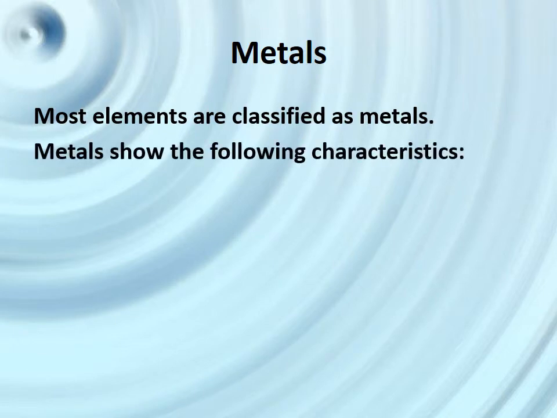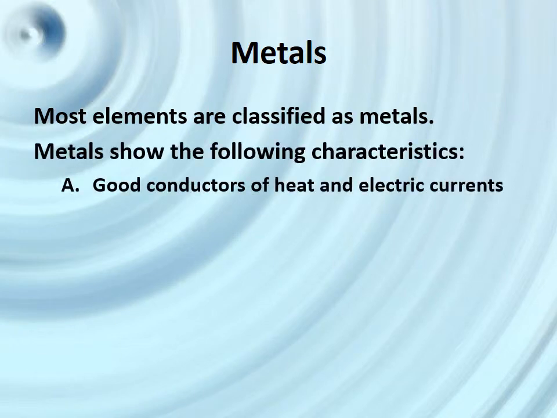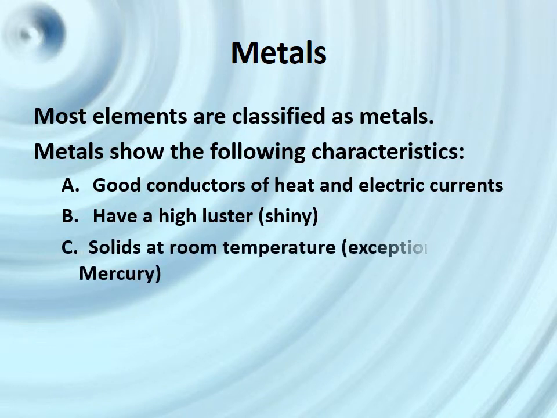Metals have the following characteristics. First, they are very good conductors of heat and electrical current. Second, they have a high luster, or they're shiny. Now we're talking about the pure metals, not the metals that have combined with oxygen. They are solids at room temperature. One exception is mercury. Mercury is classified as a metal. It has a high luster. It's a good conductor. That's why they use it in thermostats. But it is a liquid.